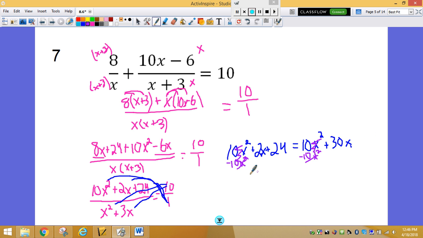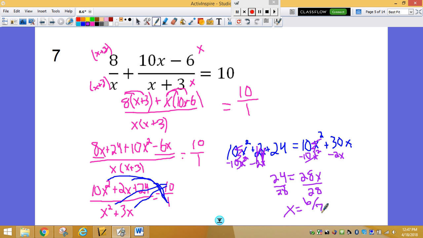Next up, I'm going to move my 2x over here. So I'm going to subtract 2x. The reason I chose to move the x instead of the 24 is because I have an x over here. So I'm going to bring down 24. 30 minus 2 is 28x. These are multiplying. The opposite of multiplying is dividing. So I'm going to divide by 28. So type in your calculator 24 divided by 28. You get a super long decimal. Change it to a fraction. Hit math, enter, enter. And you get 6 over 7.